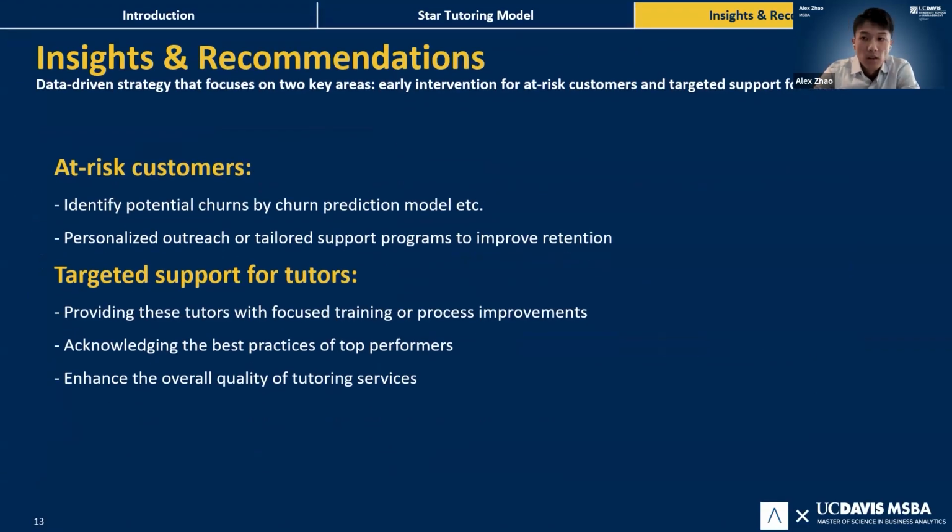Next slide, please. And based on the whole analysis, our recommendations include two parts. The first is the at-risk customers, and then the support for the tutors. For those at-risk customers, we identify them first with the machine learning model, and then we can personalize some outreach or tailor support programs to improve retention. Then for targeted support for tutors, we can quantify the key metrics that we value and also provide these tutors with focused training or process improvements. And once we enhance the quality of the tutors, maybe we can also retain more at-risk customers. And here is our project.